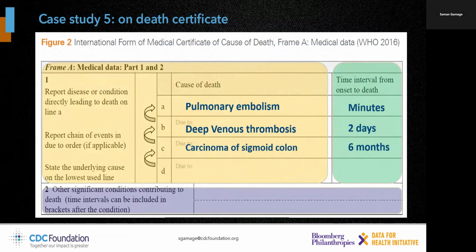So here is how we certify this case in the medical certificate of cause of death. Line 1A, pulmonary embolism. The patient died within minutes of pulmonary embolism. And the patient had deep venous thrombosis for 2 days. And the carcinoma of sigmoid colon, the patient had it for the last 6 months. The duration is 6 months.